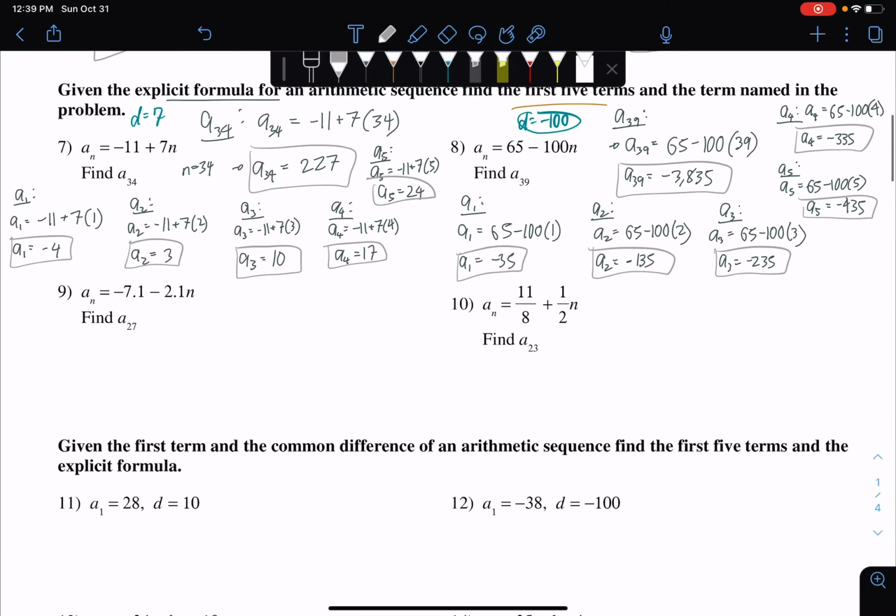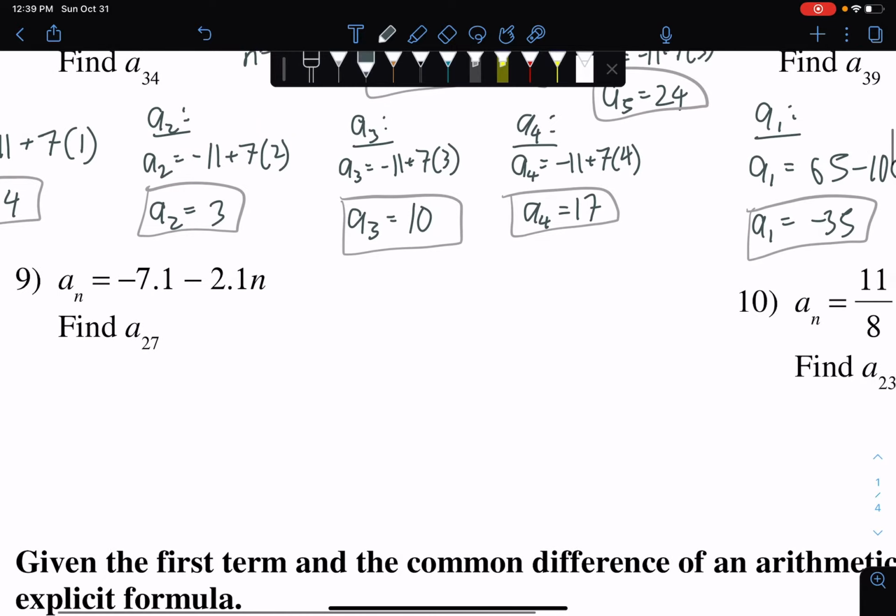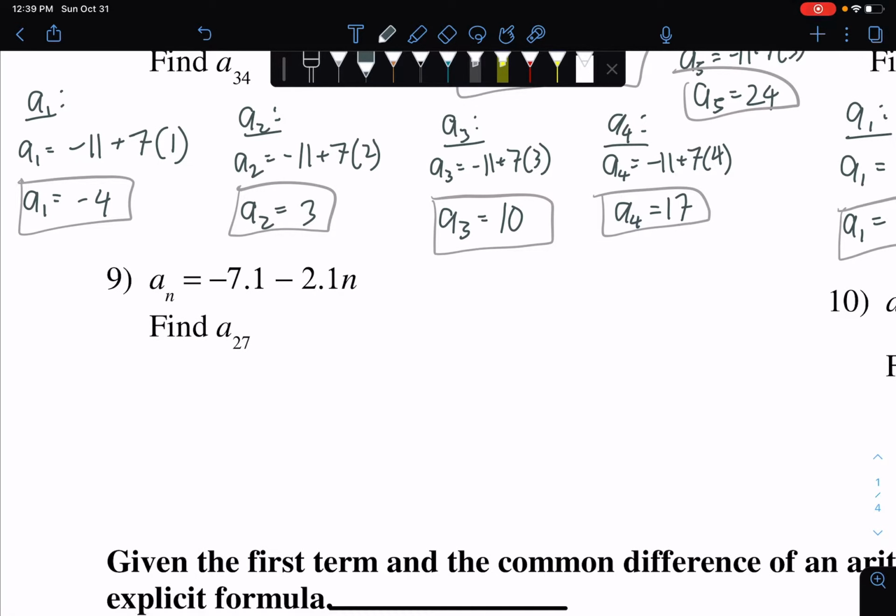Alright, let's move to number 9. Less talk, more solution. Let's go. To find a sub 27, negative 7.1 minus 2.1 times 27. Place it all in the calculator.